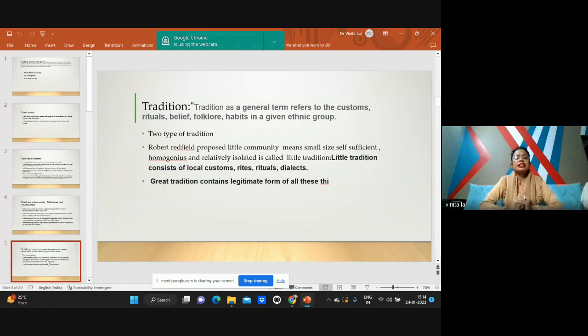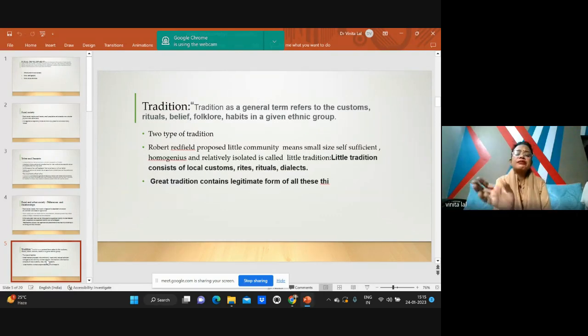So we can see two types of tradition, little tradition and great tradition. These concepts were proposed by Robert Redfield. Robert Redfield also proposed the little community and great community, from which come the little tradition and great tradition. A little community is imagined to be like a village, with characteristics like a small village, largely self-sufficient, homogeneous and relatively isolated.